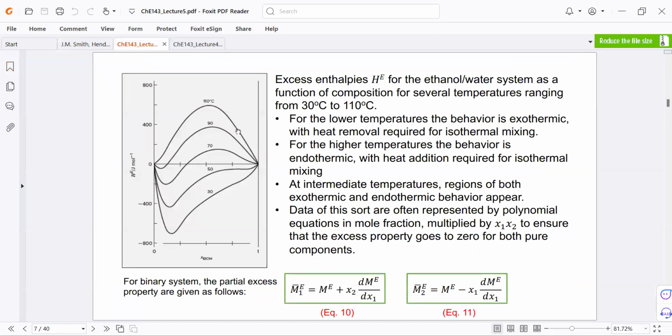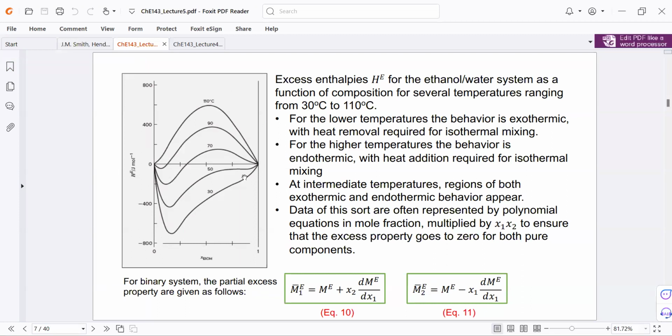And then let's look next at the excess enthalpies for an example system, which is a binary system of ethanol and water as a function of composition. On your y-axis, you have the excess enthalpy in joules per mole, and on your x-axis, you have the composition in terms of the mole fraction of ethanol. So we have different isotherms ranging from 30 to 110.